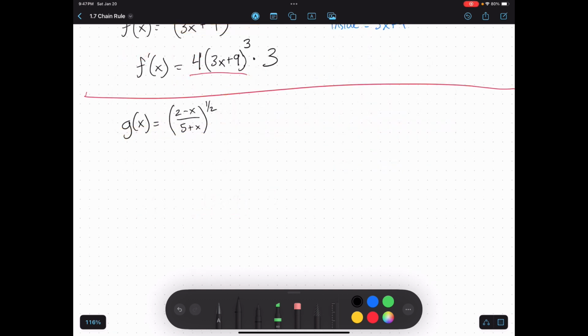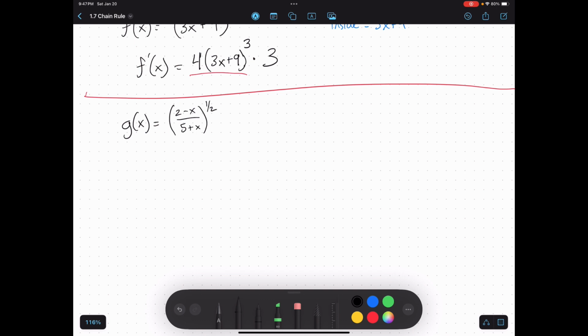Okay, let's look at a more complicated example here. So here I have the function g of x is equal to 2 minus x over 5 plus x all raised to the 1/2 power. And if we remember, the 1/2 power is just a square root. But this is making it a little bit easier on us so that we don't have to convert it into an exponent.